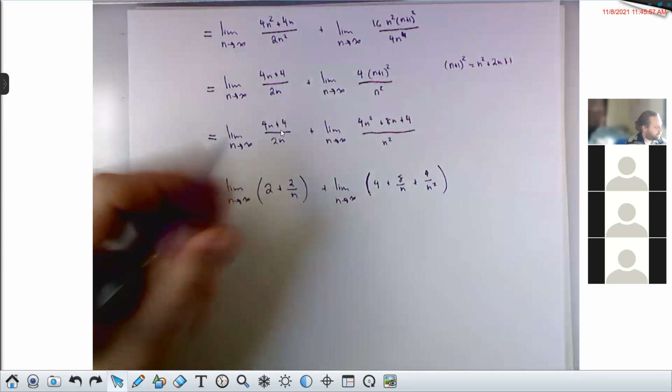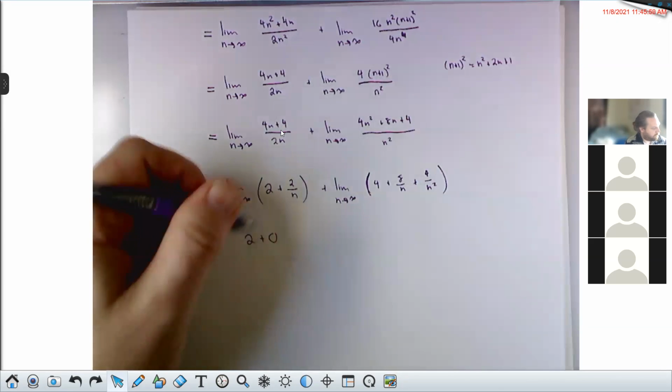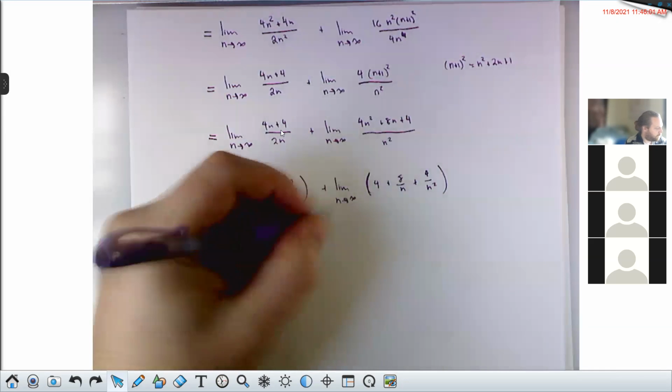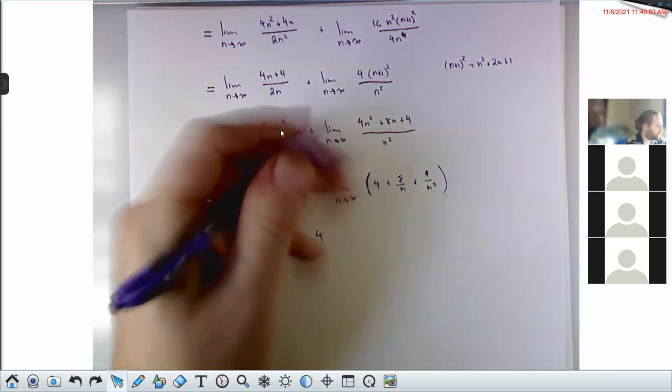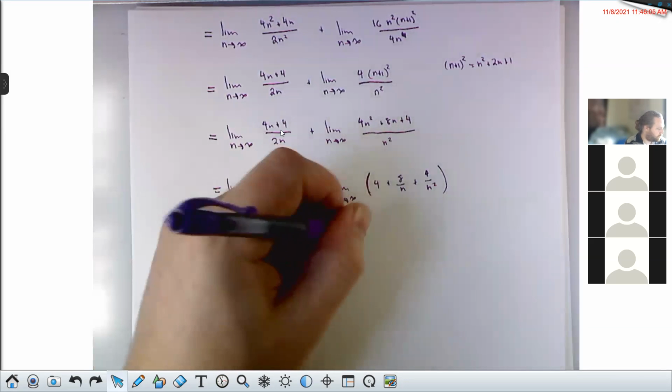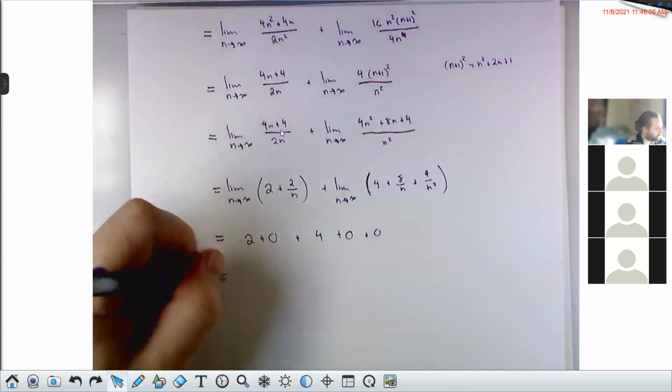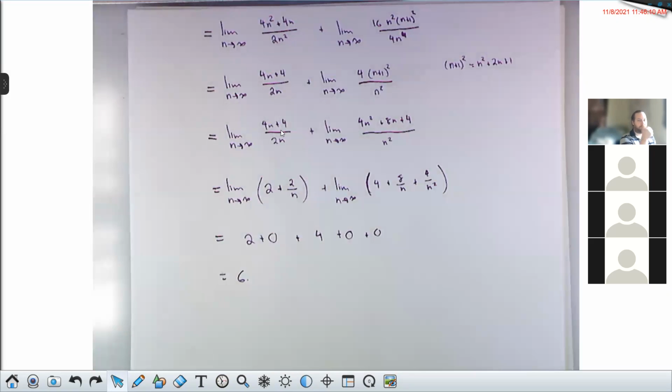Here, the 2 over n goes to 0, so you just get 2 plus 0, plus, here, the 4 stays, and 8 over n and 4 over n squared both go to 0. So you get 2 plus 4, which is 6. And that's it. That's the area here. So the exact area under that curve, no approximations, no error, no nothing. The exact area under that curve is 6 units squared, 6 square units. Pretty cool, right?